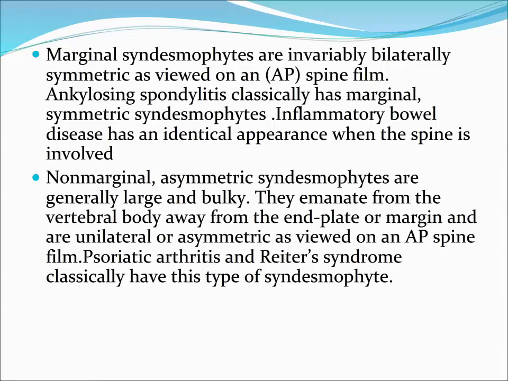Non-marginal, asymmetric syndesmophytes are generally large and bulky. They emanate from the vertebral body away from the end plate or margin and are unilateral or asymmetric as viewed on an AP spine film. Psoriatic arthritis and Reiter's syndrome classically have this type of syndesmophyte.